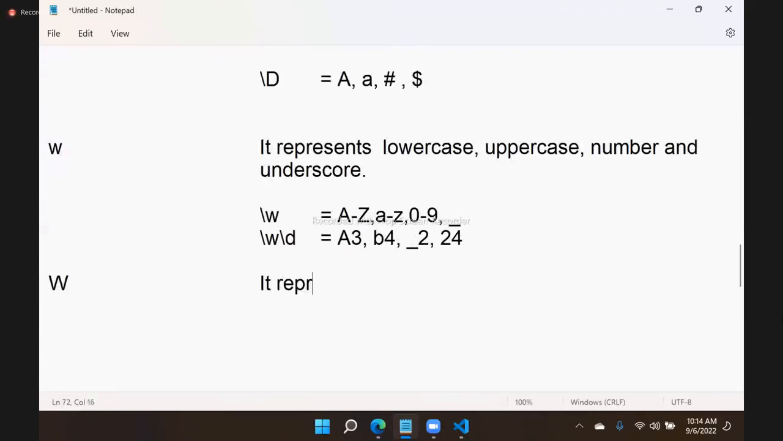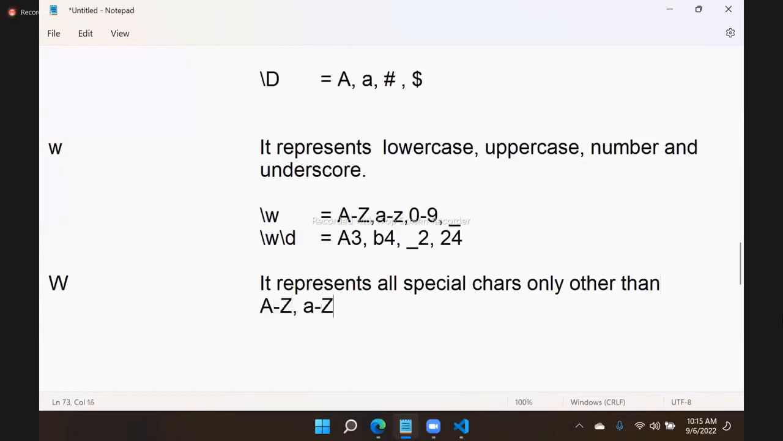So it represents all special characters. All special characters only, other than a hyphen, A to Z lowercase, 0 to 9 and underscore. Without these, anything else is allowed. That means these are not allowed, because it is like excluding. So these are not allowed.